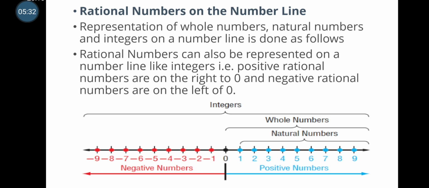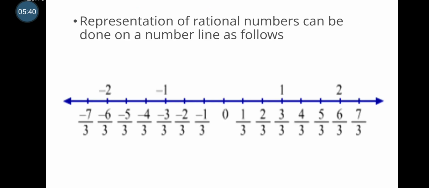So the number which is to the right of 0 is positive and to the left of 0 is negative. Same logic we are going to use for rational numbers also. So how it is shown here, you can see here. Okay, so 0 is there. So all numbers to the right are positive and all numbers to the left are negative.